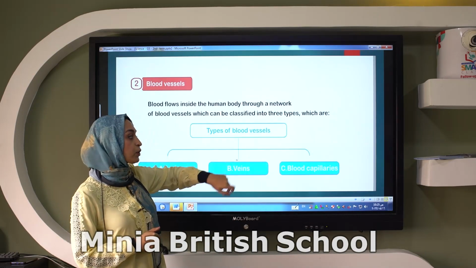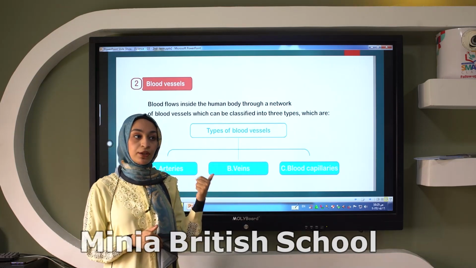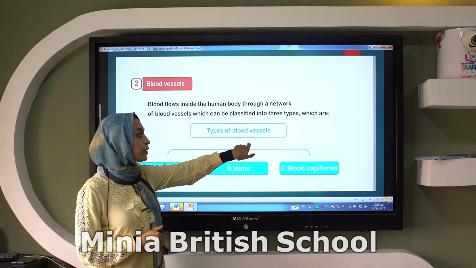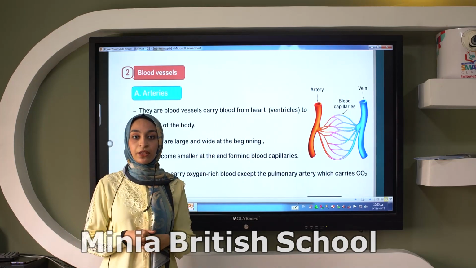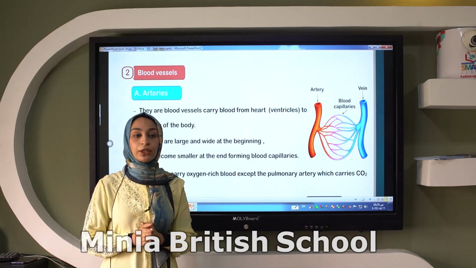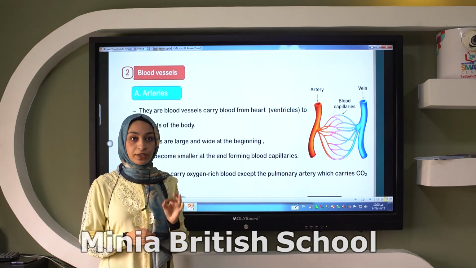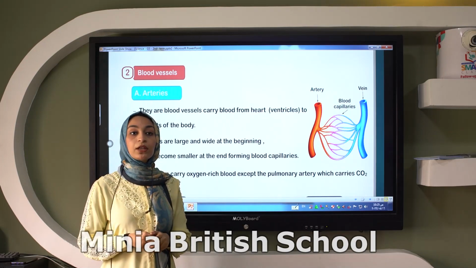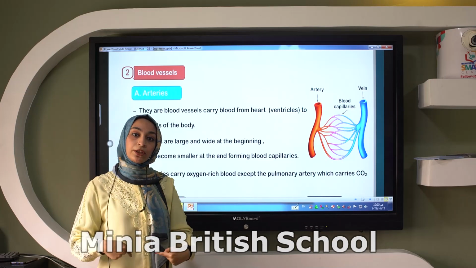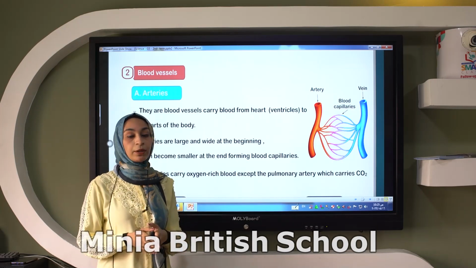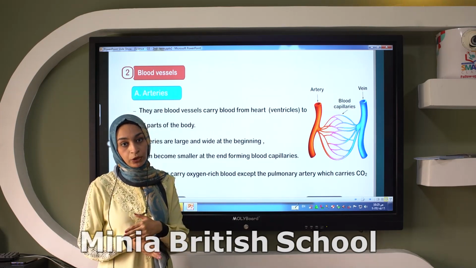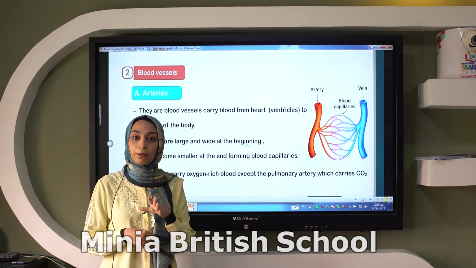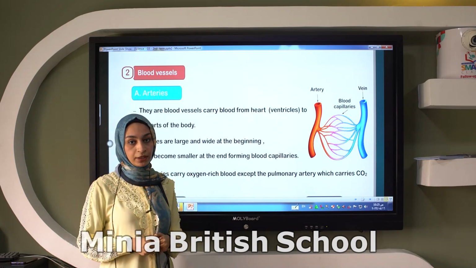We have three types of blood vessels: arteries, veins, and blood capillaries. We can start with the arteries. They are thick blood vessels at the beginning, then they become thin. They are vessels that carry the blood from the heart, actually from the ventricle, to all the body cells. Like what? Like the pulmonary artery and the aorta. The aorta is the largest artery, so it can pump the blood to all the body cells.